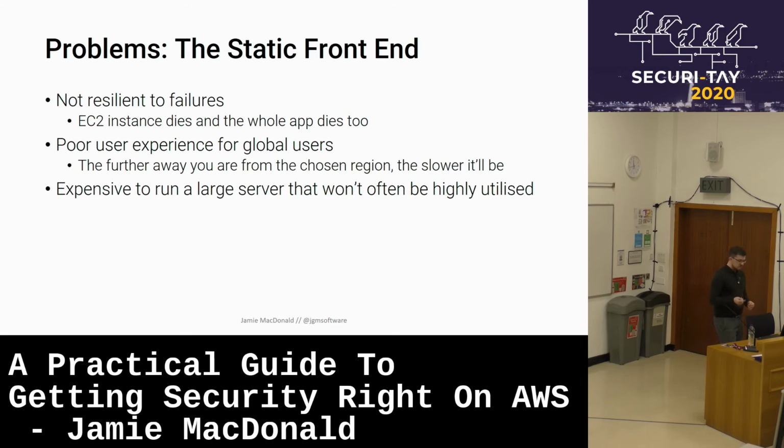So the problems with that: it's not at all resilient to failure. If the EC2 instance dies, the whole app goes with it. It's a pretty poor experience for global users because the further away they are from the region you've deployed it in, probably the slower it's going to be. And it's going to be really expensive to run a large server that's not often highly utilized.